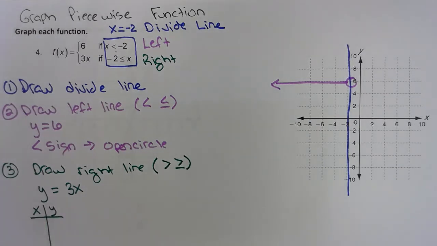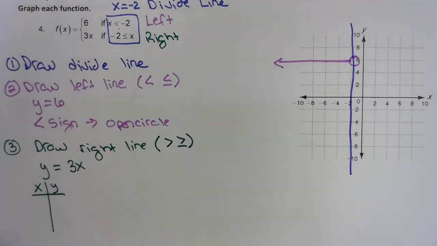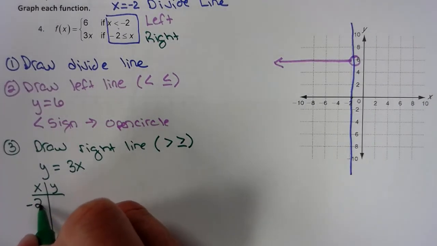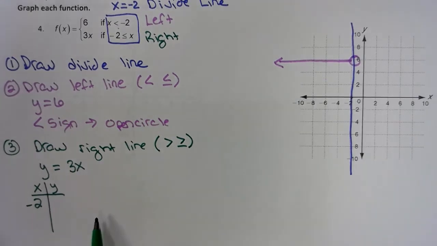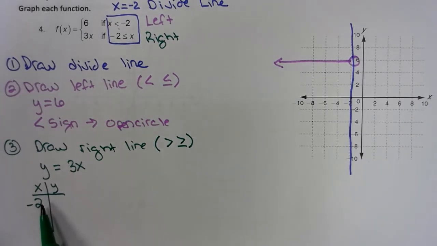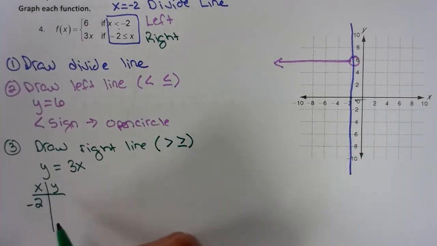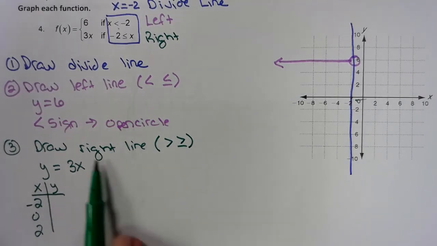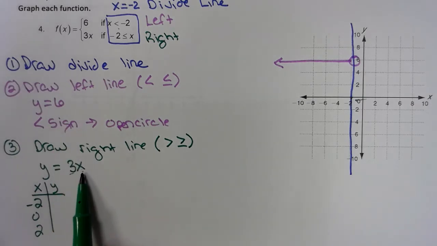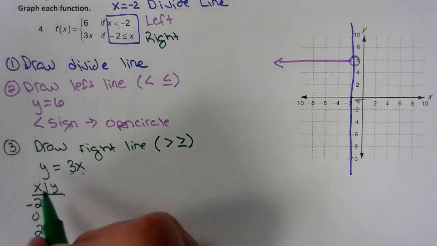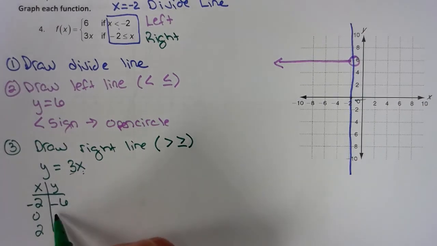So I'm going to make a table of values, and I have to figure out what values I'm going to put in here. I'm going to start at -2. Your first value is always your divide line number, and then you can use any number to the right of that. So I'm going to plug 0 and 2 in. You're just plugging these values in for x. So 3 times -2 is -6, 3 times 0 is 0, and 3 times 2 is 6.